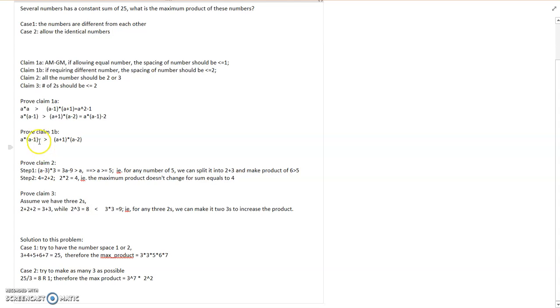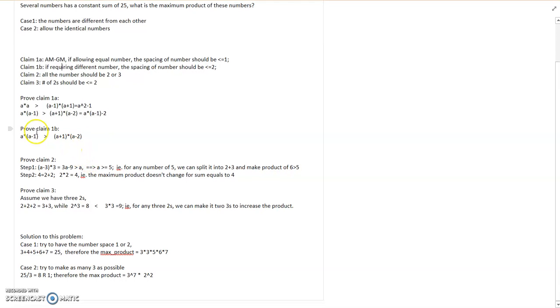So to make the product as big as possible, you should make the numbers as close as possible. And if we have the sum of an odd number, that's 2a minus 1, an odd number, if we increase one number by 1 and decrease another number by 1, it will be the same number minus 2. So whenever you diversify two different numbers, the product decreases. The same thing we can prove for claim 1b, and now let's prove claim 2.